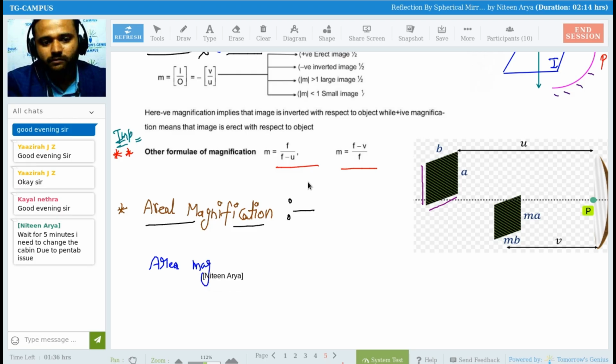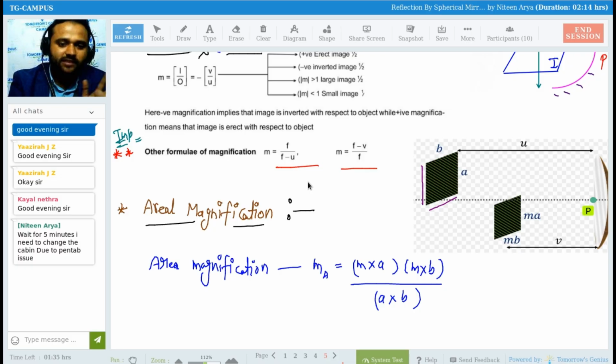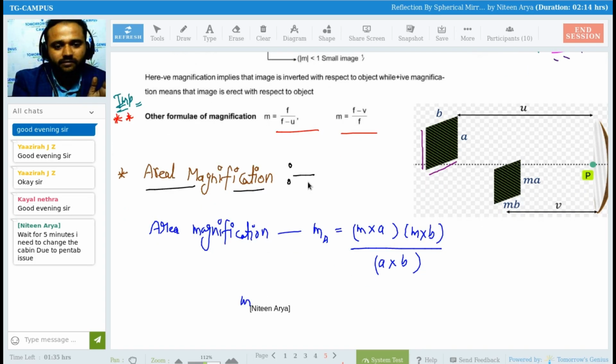Areal magnification. Magnification is nothing but MA, which is M cross A into M cross B. What is this? M is lateral magnification here. A cross B means the ratio of the height of the image in the x-axis or the height of the image in the y-axis, simply. Okay, and then MA is M square.